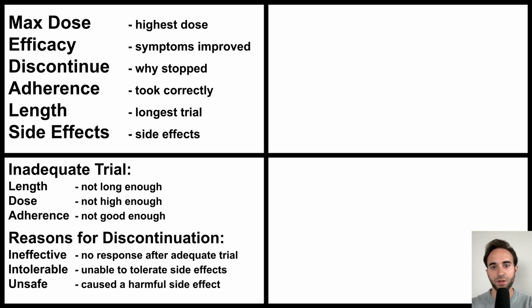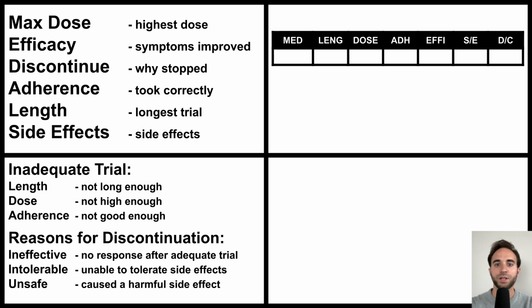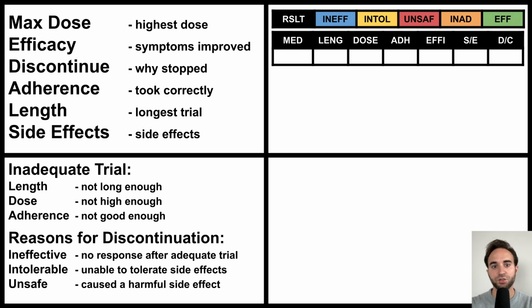Let's conclude by going through some examples of medication trials and how to document this. For each example, we'll include the trial length, max dose, adherence, efficacy, side effects, and reason for discontinuation. I'll particularly highlight the result of each trial, that is, whether it was ineffective, intolerable, unsafe, an inadequate trial, or whether it was an effective trial. For the sake of example, let's say we're working with a 25-year-old patient with major depressive disorder.